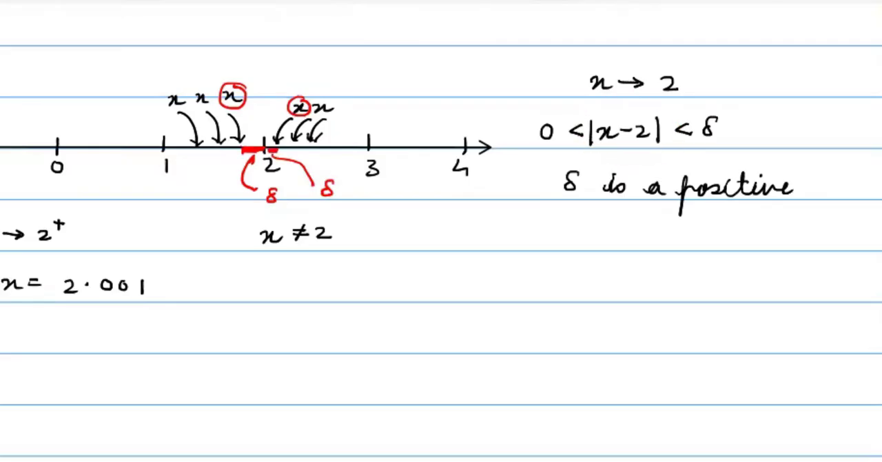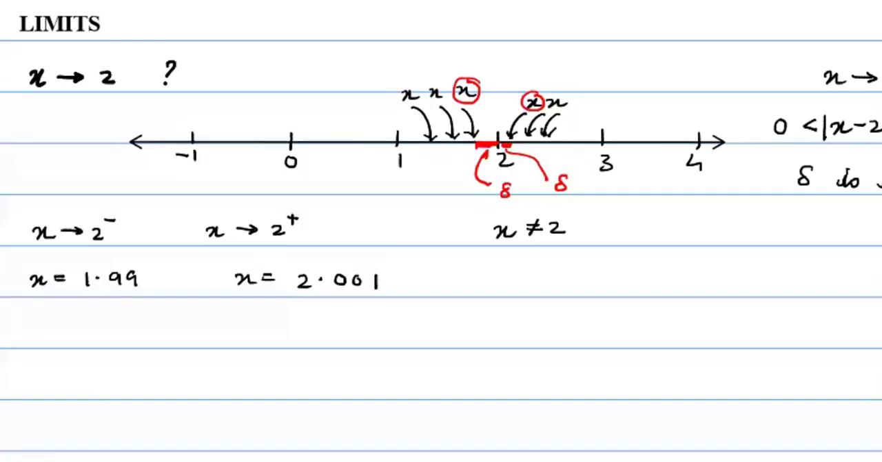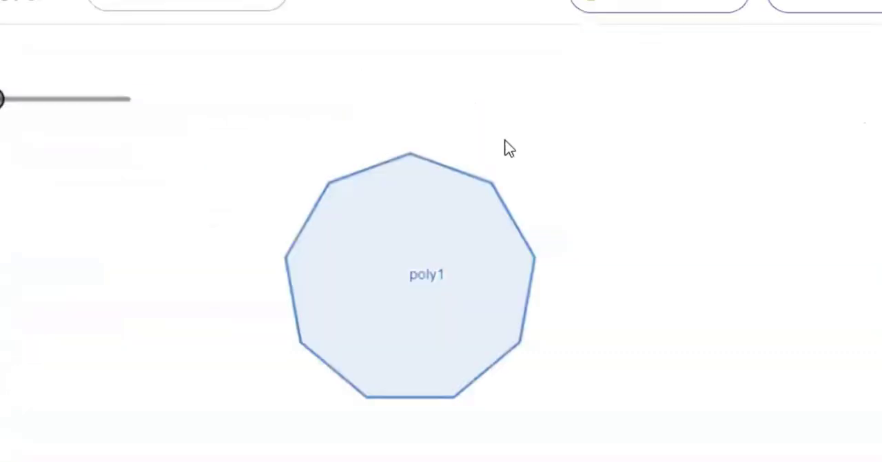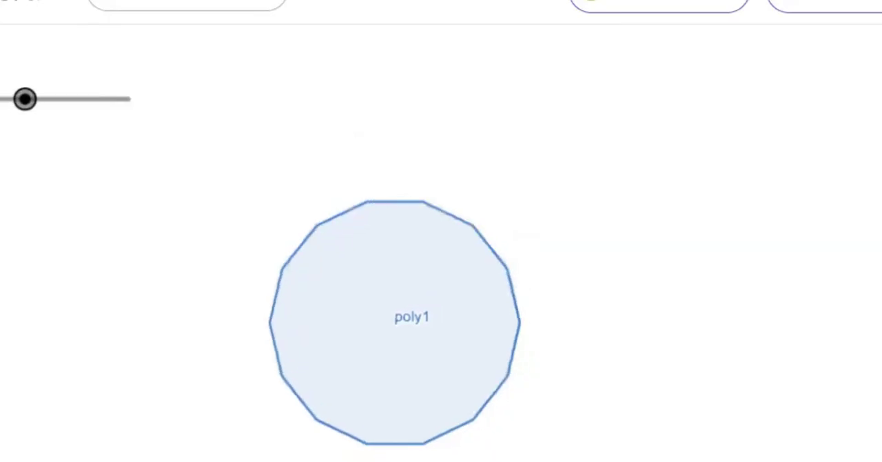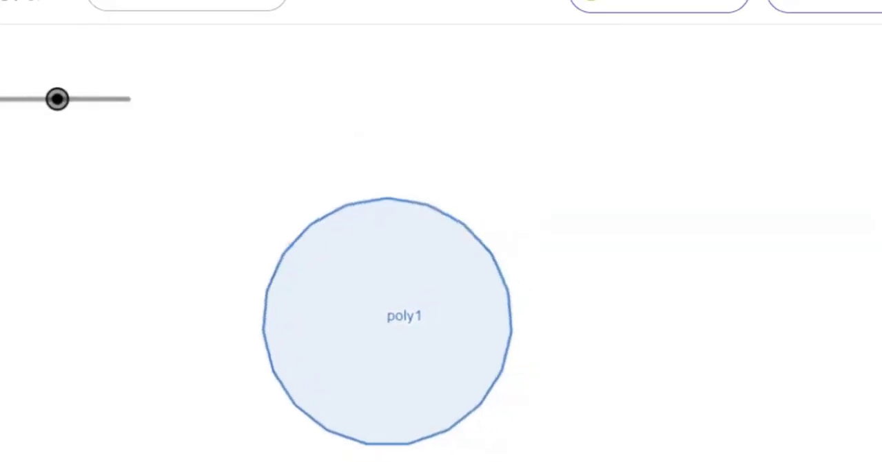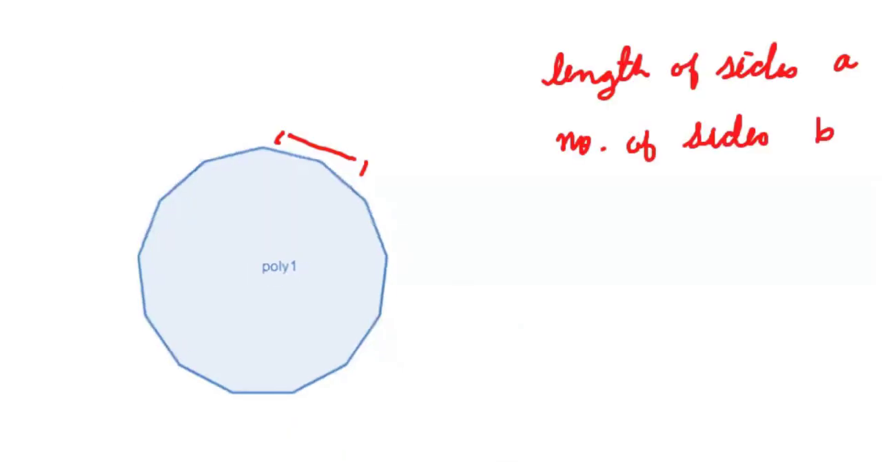So what I'm trying to tell you is that x is coming very, very close to 2, but x is not equal to 2. So we can think of something like x closer to 0, or x becoming infinite. That is also one concept. I will show it to you with the help of GeoGebra over here. So this is a polynomial that is created. And this polynomial right now has some number of sides. We can count them: 1, 2, 3, 4, 5, 6, 7, 8, 9 sides. And here I'm increasing the number of sides. So you can see that the number of sides are increasing as I increase this.